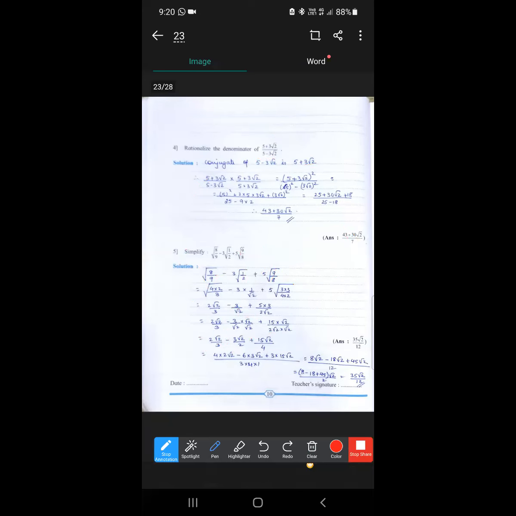in the numerator, it is a whole square. That means it is of the form a plus b the whole square. So what is the formula? That is a square plus 2ab plus b square. This is the formula. What is the a? It is 5, plus 2 into a into b, that is 2 into 5 into 3 root 2, plus b is what? 3 root 2, that is the 3 root 2 the whole square. I hope the numerator part is clear.